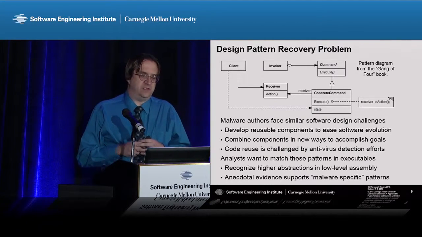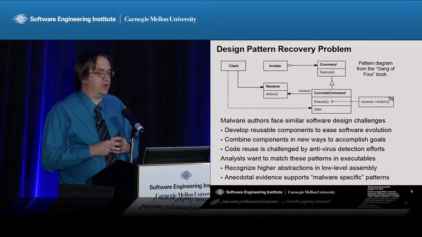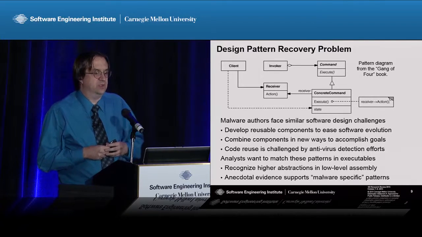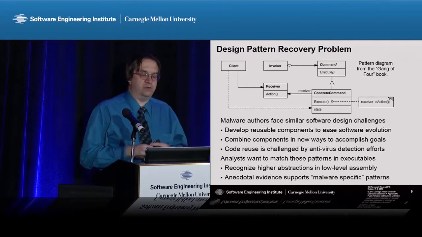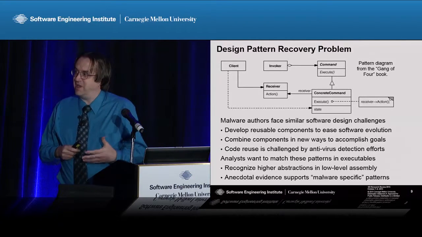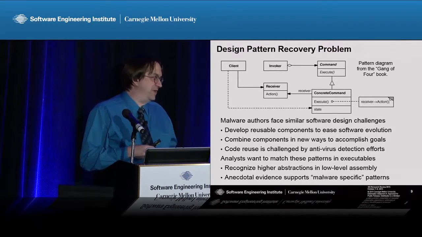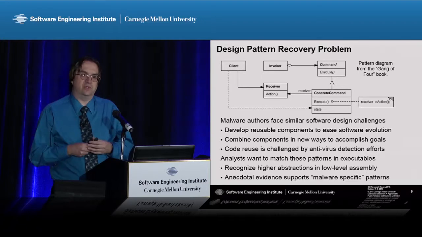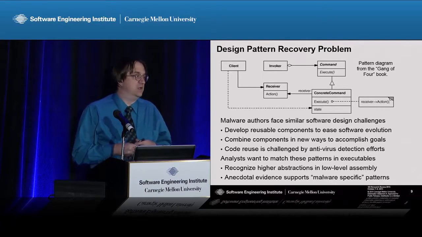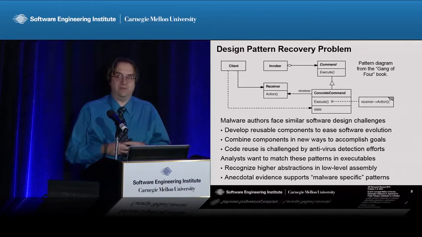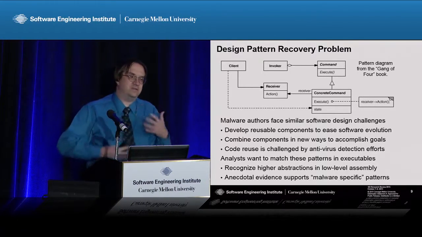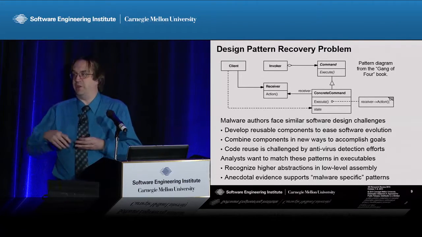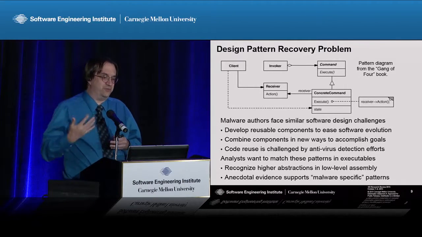So the problem that we're facing in, quote, the design pattern recovery problem is that malware authors face the same challenges that legitimate software developers do. They want to develop reusable components. They have goals like exfiltrating data and being evasive. And they want to be able to reuse those components. They want to be able to software engineer those components in the most efficient, most effective way. A lot of this is driven by antivirus methods that are attempting to detect them. And so they're constantly needing to permute and churn and change these components to avoid detection, but they don't want to have to keep rewriting them from scratch over and over and over again.